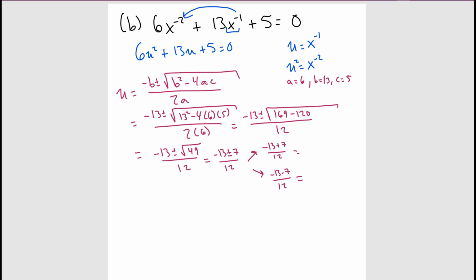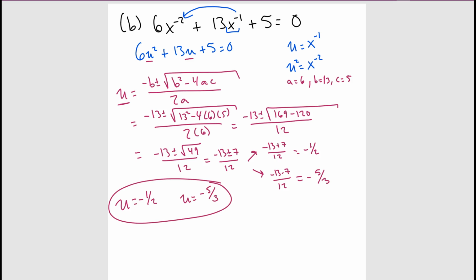Okay, so I'm going to take negative 13 plus 7, and then I'm going to divide that by 12. This is going to give me negative 1/2. And the other one's going to be negative 13 minus 7, and I'm also going to divide that by 12. And what I'm going to get is negative 5 over 3. Okay, now remember, these are not x values. These are u values because I'm solving for u. So u in this case equals negative 1/2, and u also equals negative 5/3.